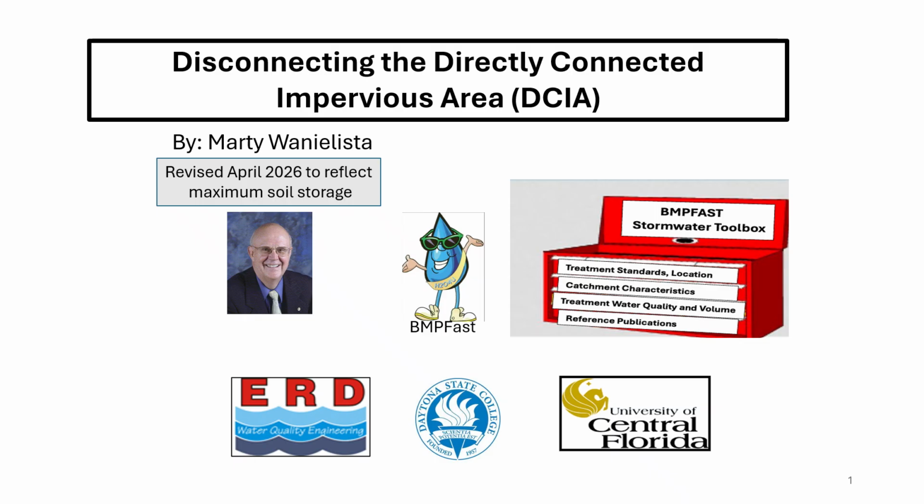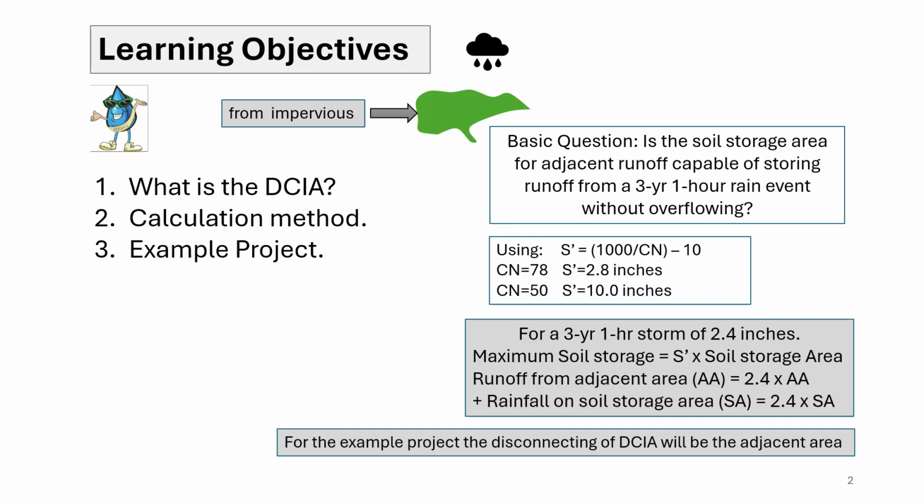material has been updated as of April 2026 to reflect maximum soil storage methods within the BMPFast framework. This presentation covers several key topics: what the directly connected impervious area, or DCIA, actually is, how to calculate it, and how it applies to a real example project.